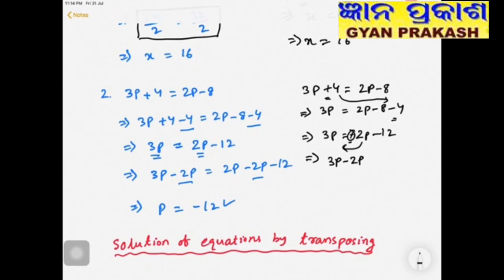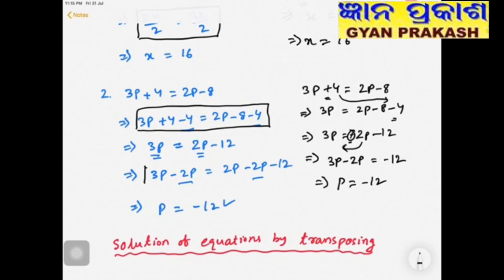When nothing is there, it is plus. So 3p minus 2p equal to minus 12. Imply that p equal to minus 12. So here also, what are the steps we have deleted? We have deleted this step, and also we have deleted this step. Okay.